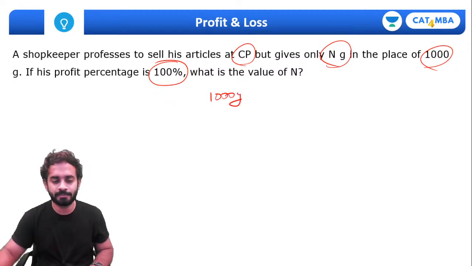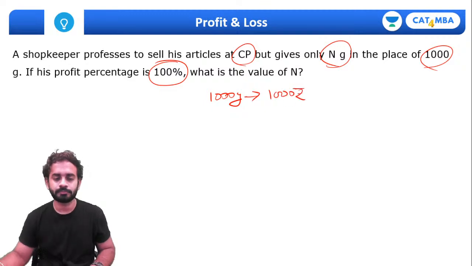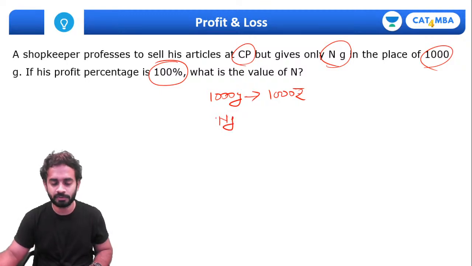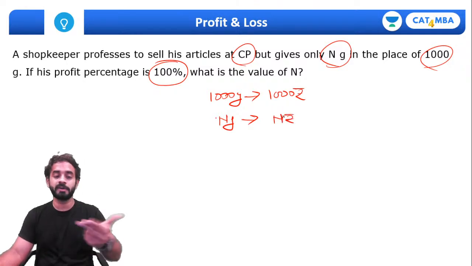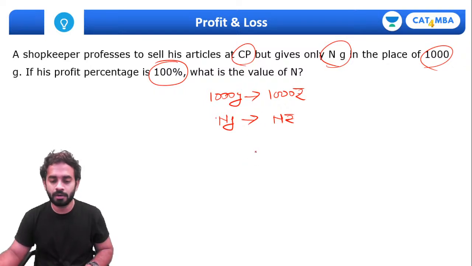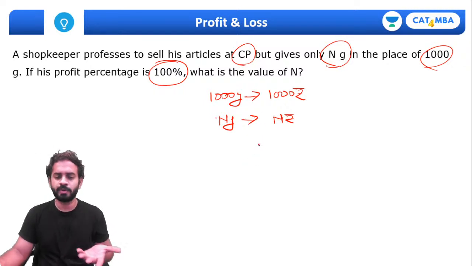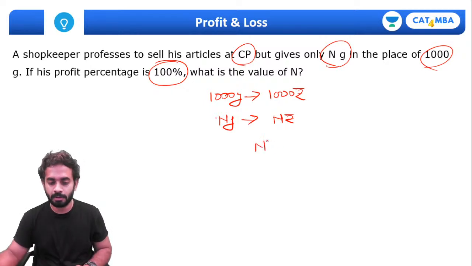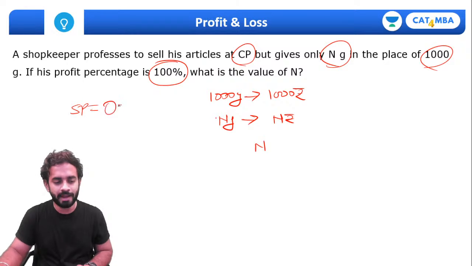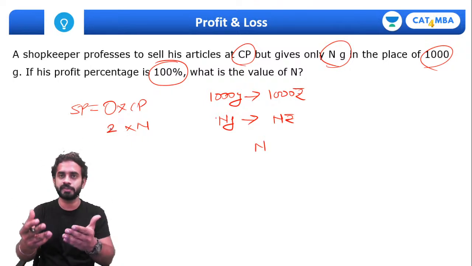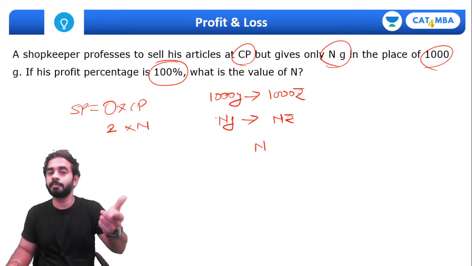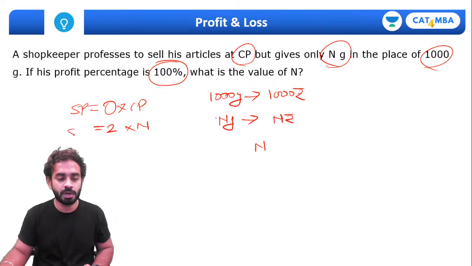Let us consider 1000 grams cost him 1000 rupees. Instead of 1000 grams, he is giving only n grams. Now the cost price of n grams will be obviously n rupees, and he is getting 100% profit on n rupees. The standard equation is SP is equal to factor into CP. We know that CP for n grams is n rupees, and for 100% profit the multiplication factor will be 2, because we have gained 100%, so 200%, and for 200% the factor is 2.